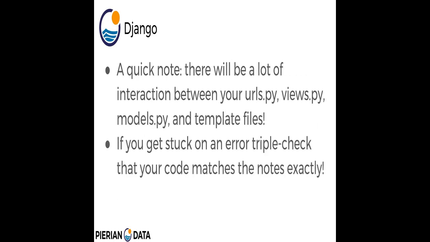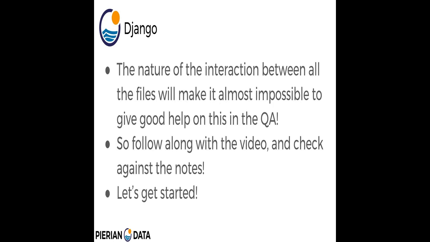Another quick note, there's going to be a lot of interaction between your urls.py, views.py, and models.py file, as well as all your template files. If you ever get stuck on an error, I want you to triple check that your code is matching the notes exactly, or is matching what I've shown you here in the video lecture. The nature of the interaction between all the files is going to make it almost impossible for me to give you good help on this topic in the Q&A forums. So if you ever get stuck on anything and you're really stuck, make sure that you're actually following along with the video exactly, or just go ahead and download the associated files for this lecture. Alright, let's get started and hop over to the Atom text editor.